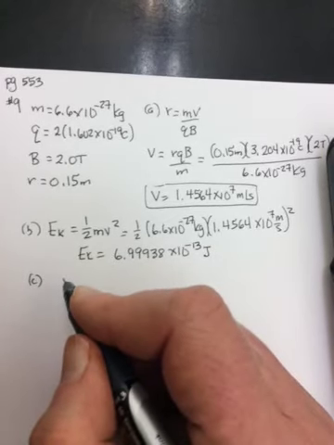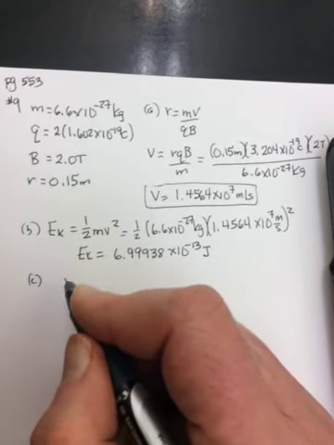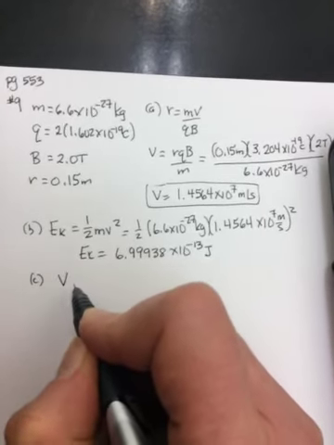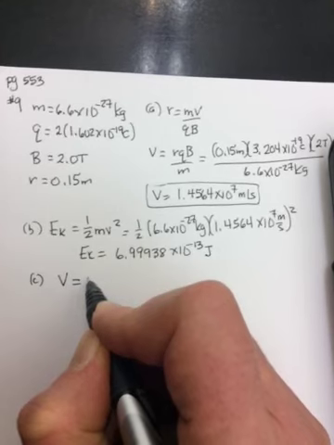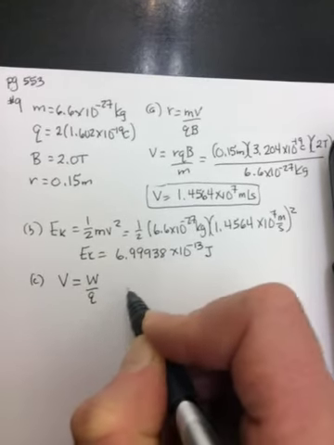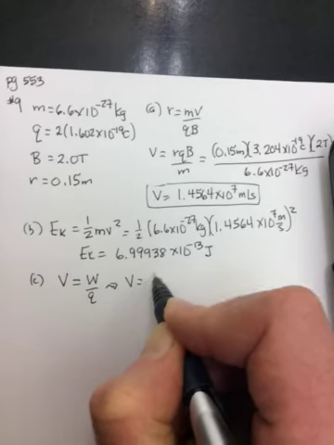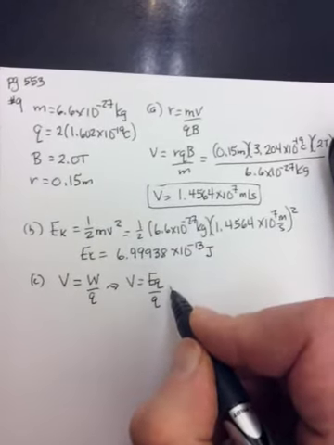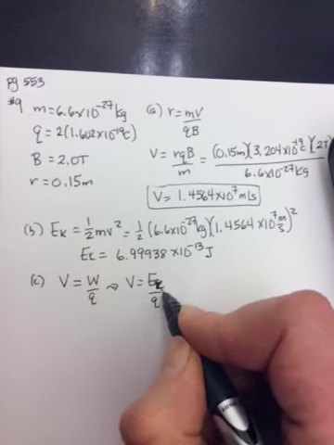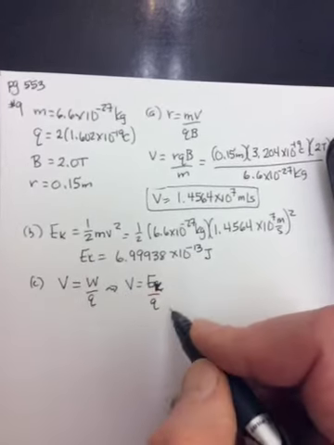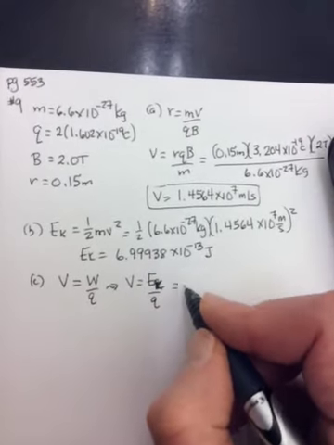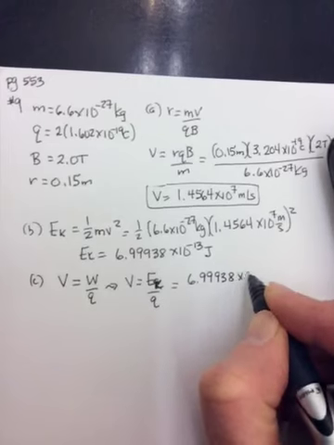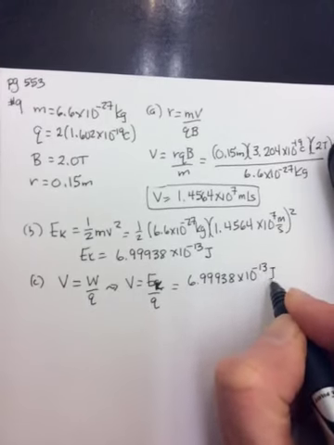Anyway, C, what potential difference would be required to give it this kinetic energy? So potential difference V is equal to work over charge. Another way we can write this is it's equal to E over Q, or E of any kind, in this case EK, kinetic energy over Q. So we just found the kinetic energy, 6.99938 times 10 to the negative 13 joules.